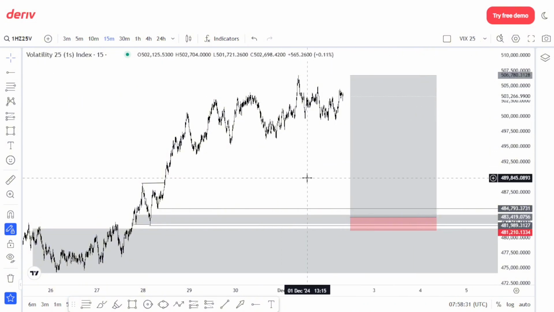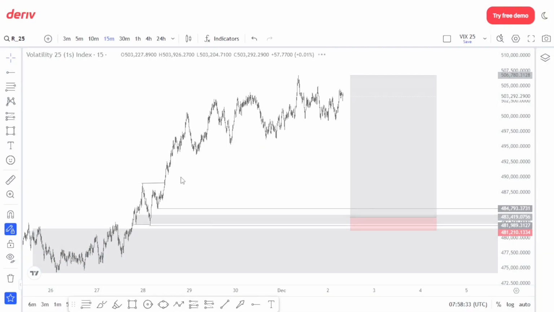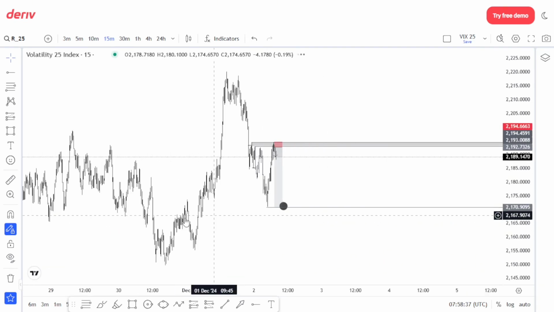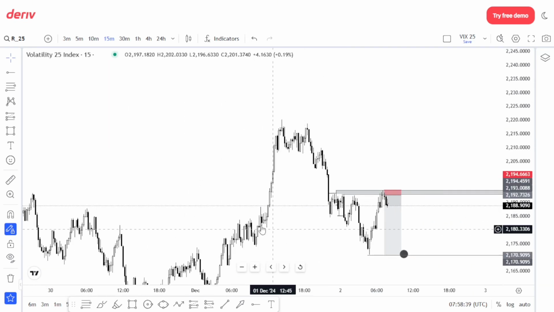So let's go back to the VIX 25 index. Let's see what is actually happening there. All right, so we are still in the sells, fam. We're still in the sells.